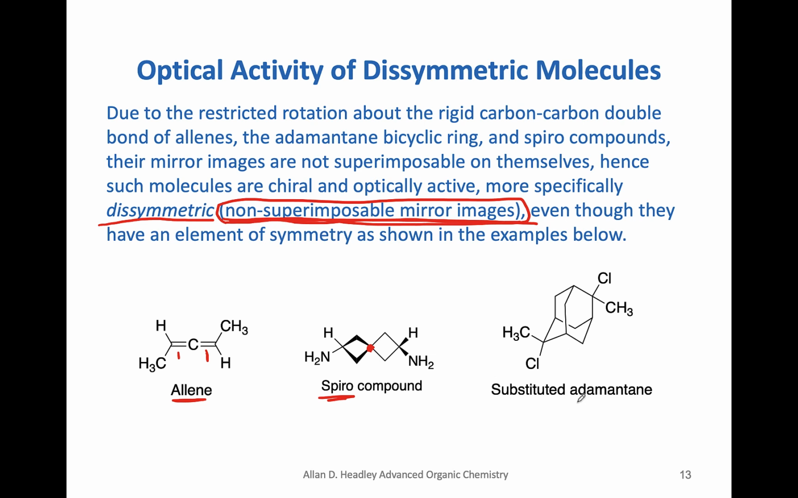Another one here is the adamantane, which is basically a bicyclic type system, a very rigid bicyclic system that does not flip as the cyclohexane ring could, but it has this conformation here, and you can in fact see an element of symmetry where groups can reflect on each other, but the bottom line is they are non-superimposable mirror images of each other, and they are described as disymmetric molecules.